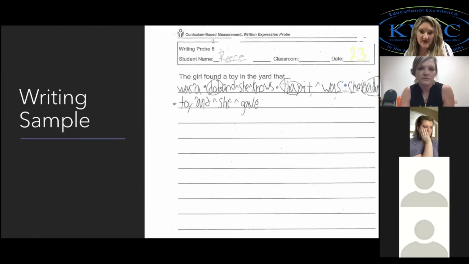If you were going to quantify this, first the thing you would look at is how many words are in that sentence? 15. So you could count the total number of words, and then you could either count spelling errors, words spelled correctly, correct word sequence, punctuation. How many words are spelled correctly? 12. So then you could quantify that. Given a 1-minute writing prompt, Reese was able to correctly spell 12 out of 15 words.